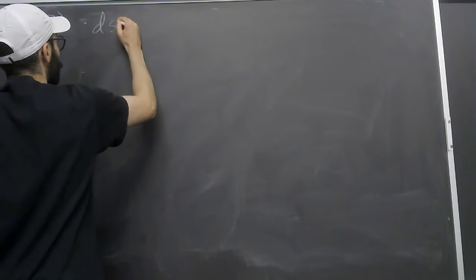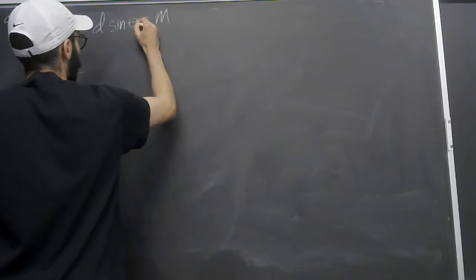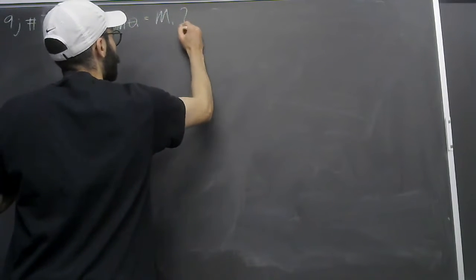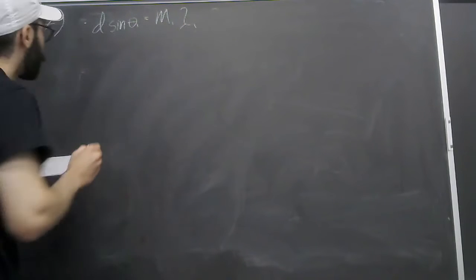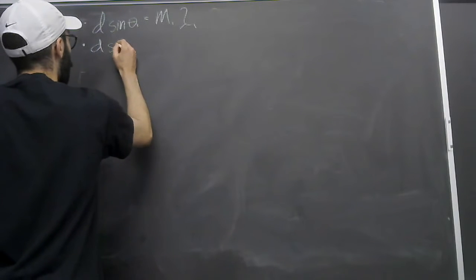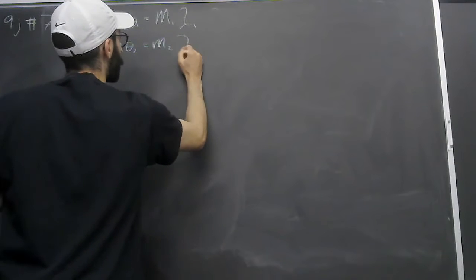So first, we're going to have our two equations, right? We're going to have d sine theta equals, I'm going to call that for angle 1, m1 lambda 1. And then for our second equation, we're going to have d sine theta 2 equals m2 lambda 2.